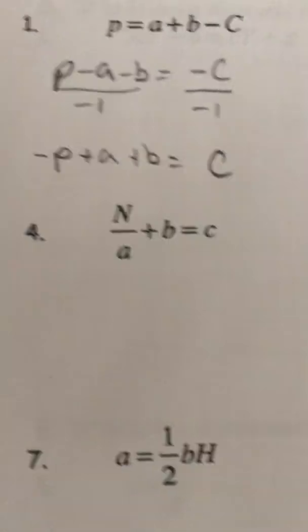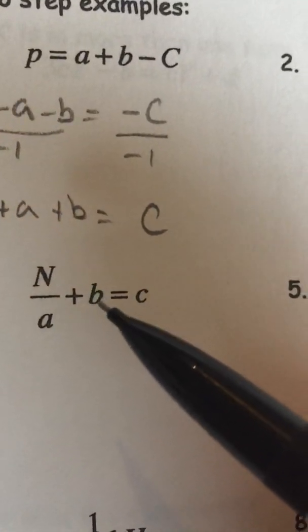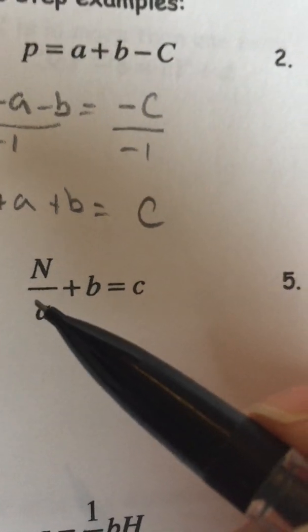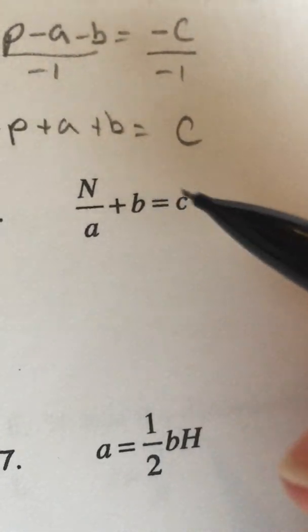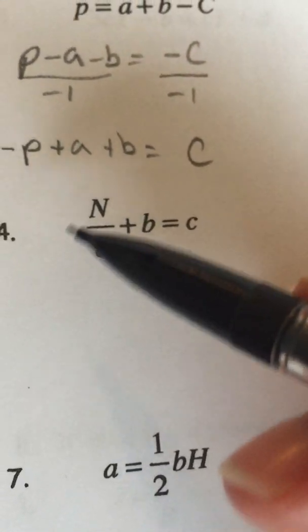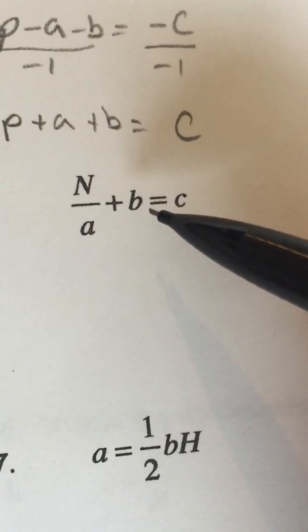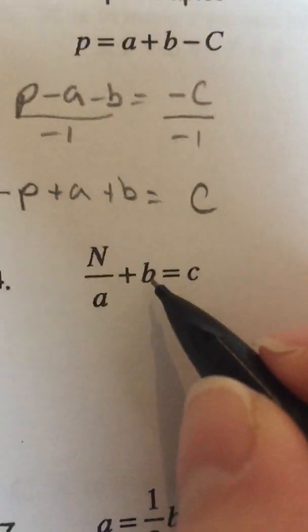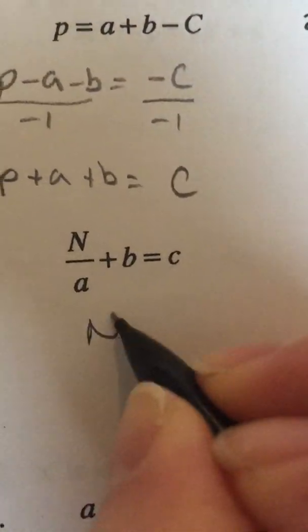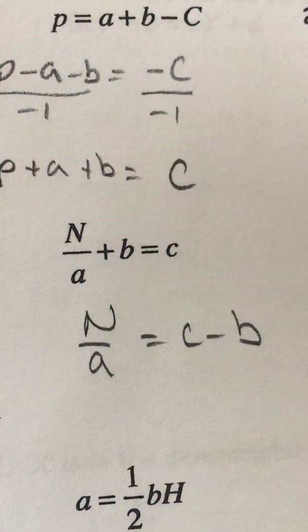Okay, number 4. So hopefully you're recognizing you basically undo adding and subtracting first and then multiplying and dividing second. Okay, order of operations, BEDMAS, is you're going to do multiplying and dividing before you do adding and subtracting. And so when you undo things, you have to undo it in the reverse order of BEDMAS. So we're going to subtract b from both sides to get rid of the b.